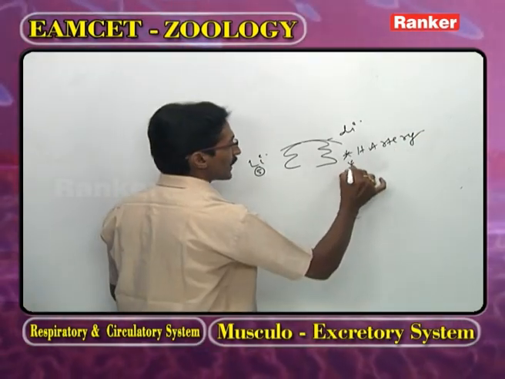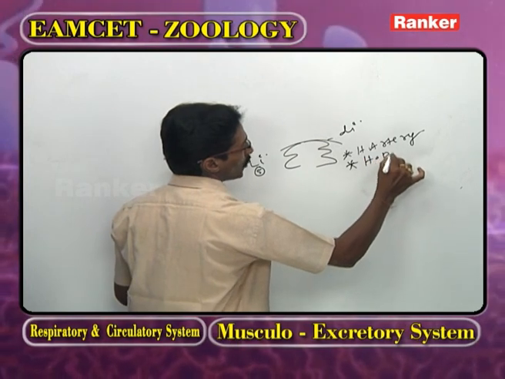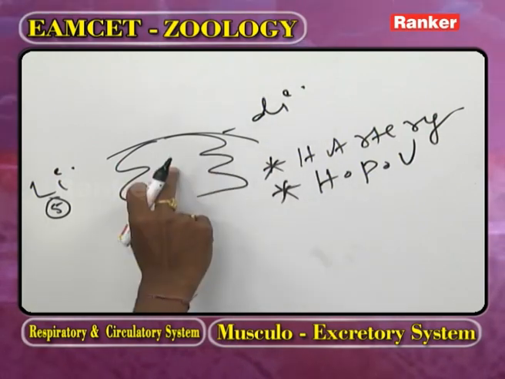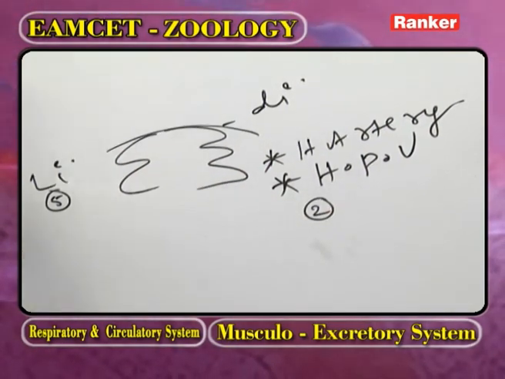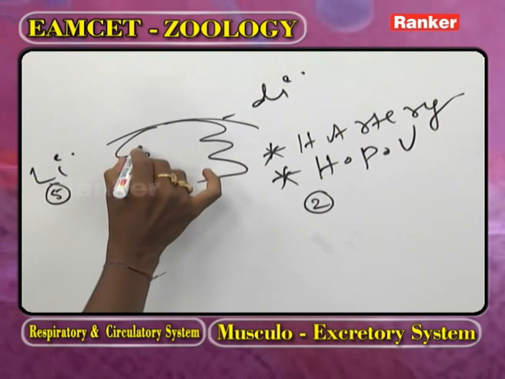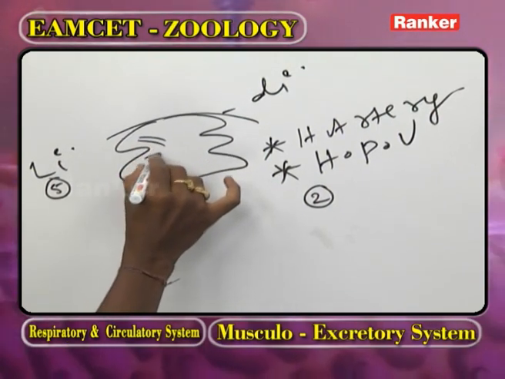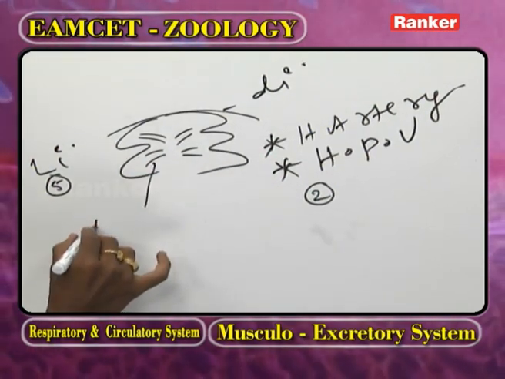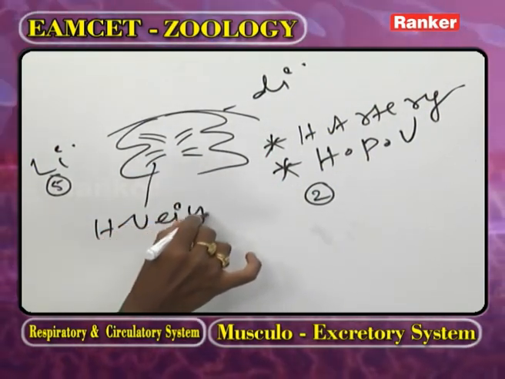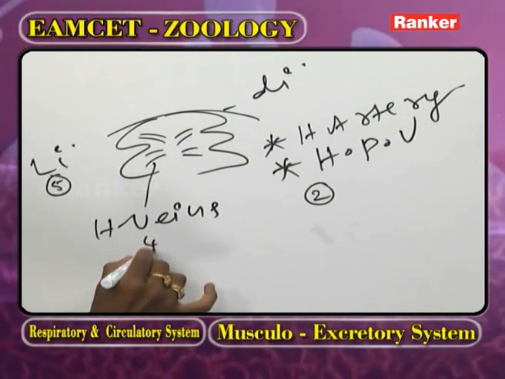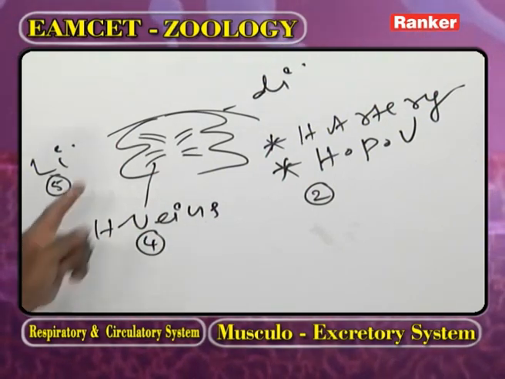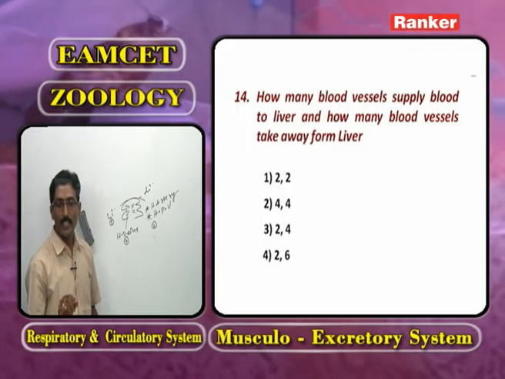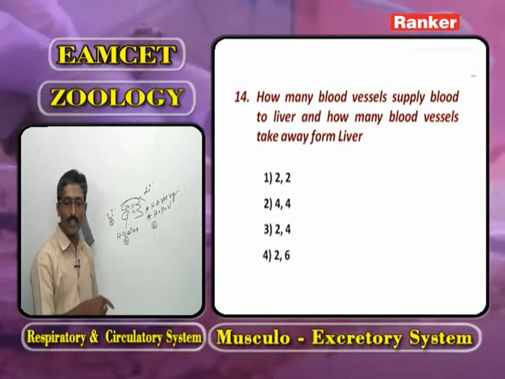And the second answer is the hepatic portal vein. So, how many blood vessels supply blood to the liver? 2. Now, from the liver, the blood is collected by how many hepatic veins? These are hepatic veins. Now, how many hepatic veins? 4, or 2 pairs.